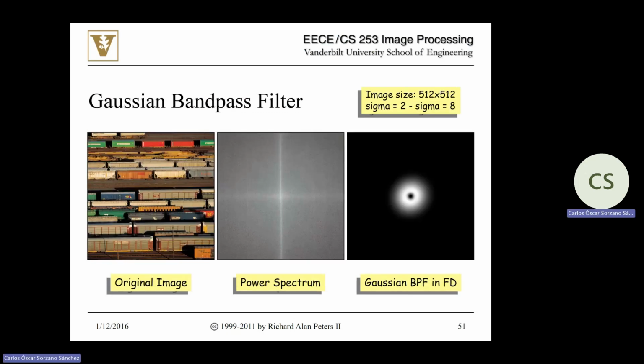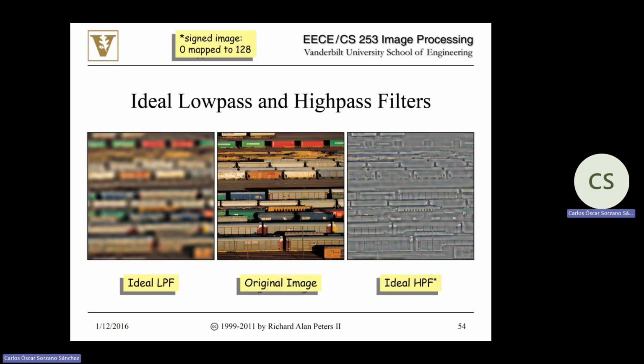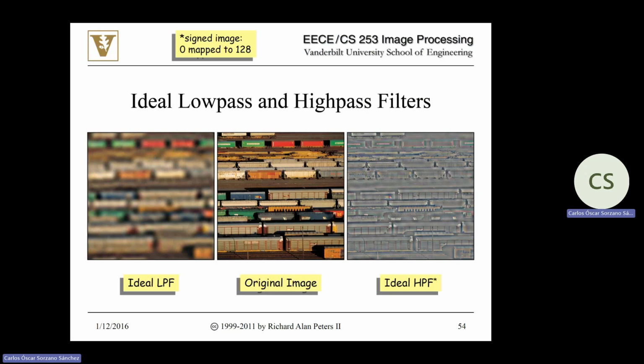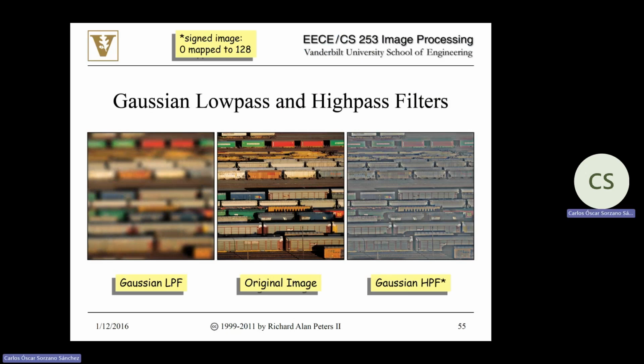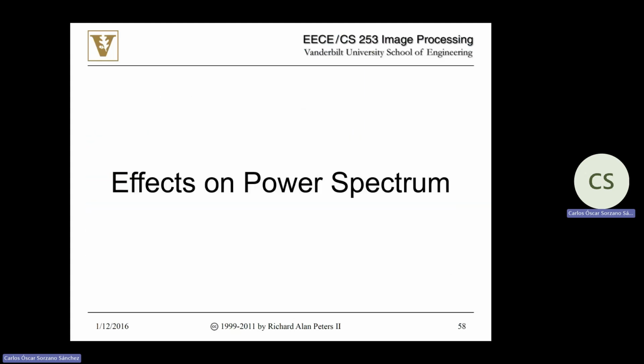And then another example with different parameters. Then we can compare the ideal and the Gaussian low-pass filters. So we have the ideal low-pass filter, ideal high-pass filter, and then we can compare with the Gaussian versions. You can see here the ripples, especially when you compare it to Gaussian. Same for bandpass, and so on.